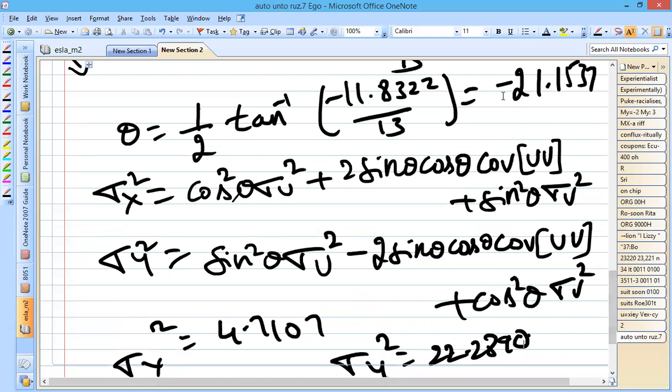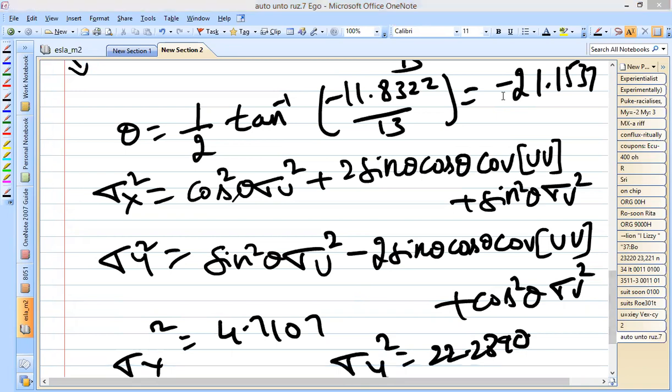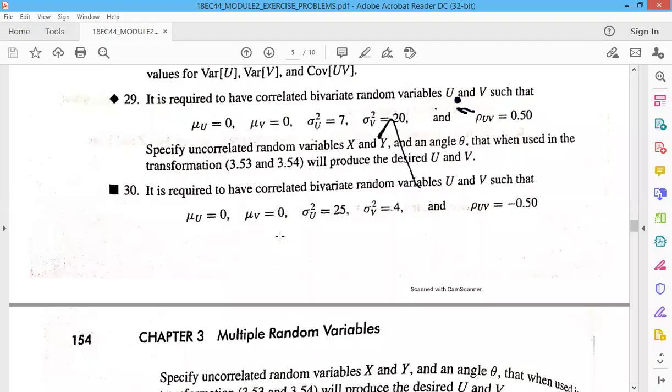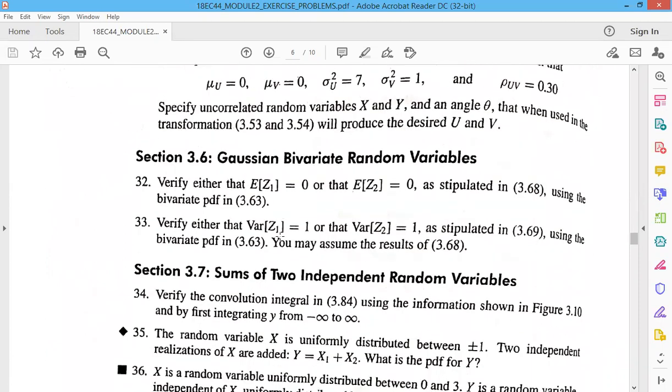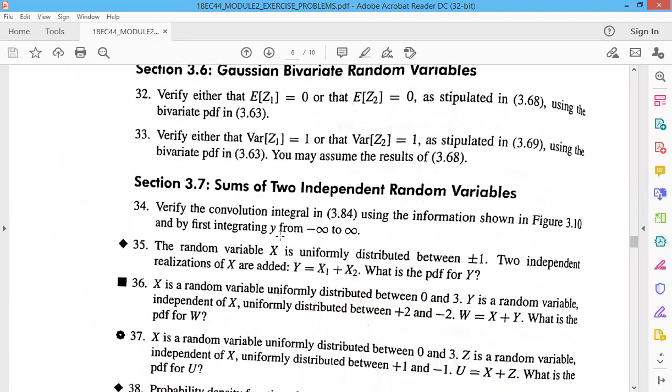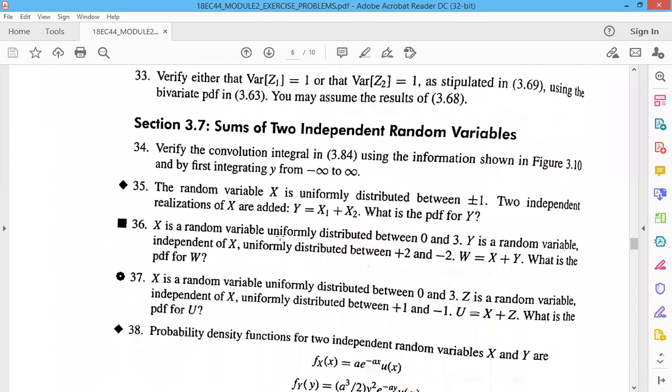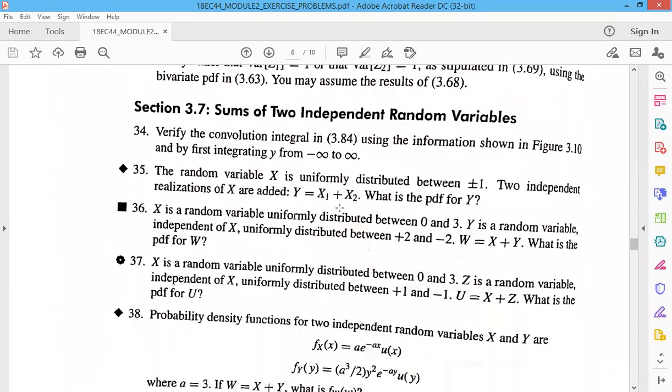Similarly, you can go with the next problems. Problems 30 and 31 are the same. So rejoin the class in another 2 minutes. We will take up the next type of problem, that is on the sums of two independent random variables. Rejoin the class.